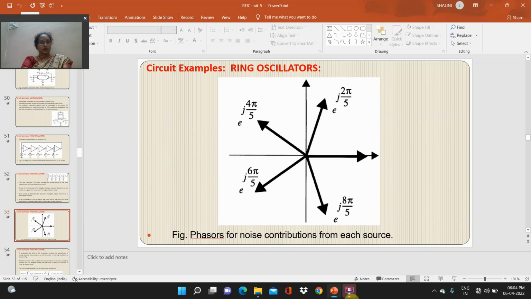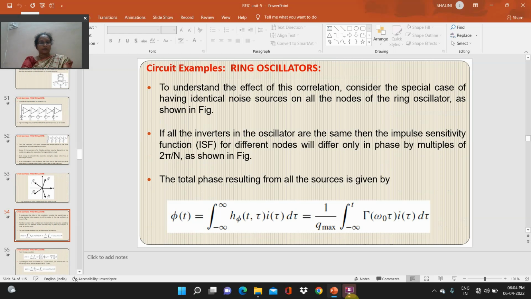Phasors for noise contributions from each source: e to the power j2π/5, 4π/5, 6π/5, 8π/5. To understand the effect of this correlation, consider the special case of having identical noise sources on all the nodes of the ring oscillator, as shown in the figure. If all the inverters in the oscillator are the same, then the impulse sensitivity function for different nodes will differ only in phase by multiples of 2π/N, as shown in the figure.